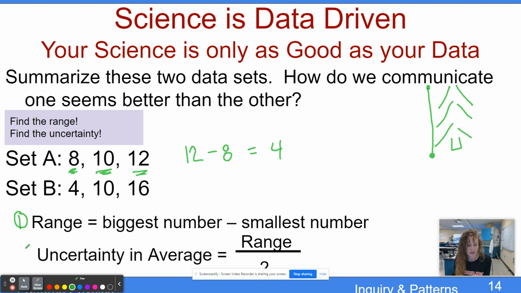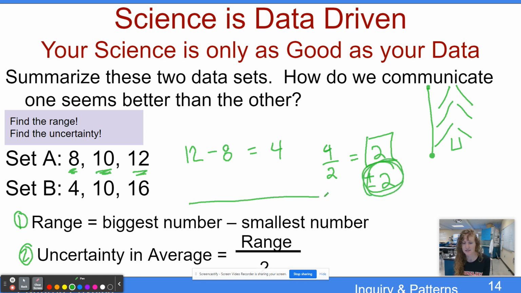The second thing we do is calculate our uncertainty. To calculate our uncertainty, you take your range, in our case that's 4, and you divide it by 2. So we're going to take 4 divided by 2. The answer is 2, and that's our uncertainty. So when we communicate uncertainty, we're going to communicate it as plus or minus 2. That's how we communicate our uncertainty.